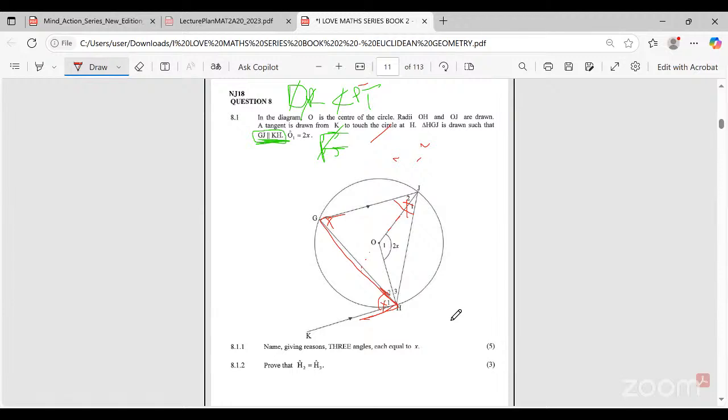Yeah. So now, prove that H2 is equal to H3.